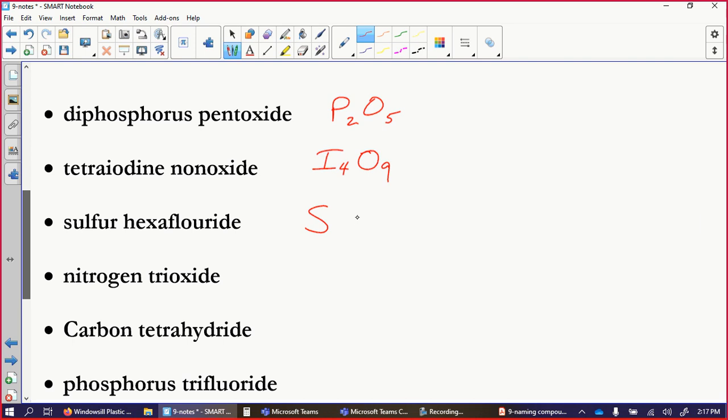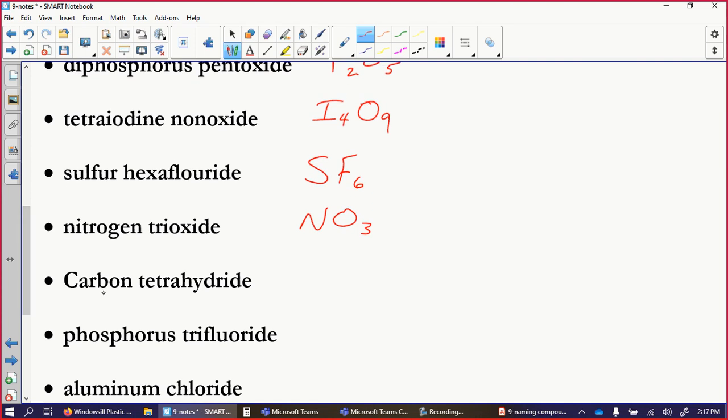Sulfur, fluoride, hexa means 6. Nitrogen, 1. Oxide, trioxide. Carbon tetrahydride, CH4. That's also called, if any of you, well, when all of you take chemistry 12, you'll learn that CH4 is methane.